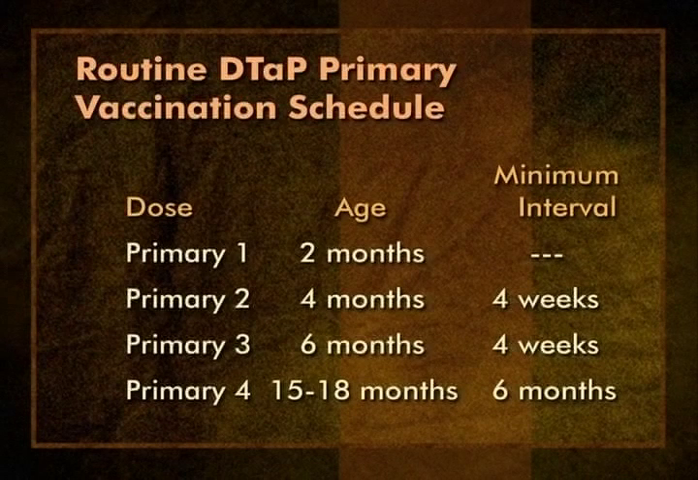A primary series in infancy is four doses, beginning at about 2 months of age. The first three doses are usually separated by 2 months. The fourth dose should follow the third by at least 6 months and should be given at 15 to 18 months of age. If an accelerated schedule is needed, the first dose can be given at 6 weeks of age, with the second and third doses given at 4 week intervals. DTaP can and should be given simultaneously with all other childhood vaccines, using a separate syringe and in a different anatomic site.